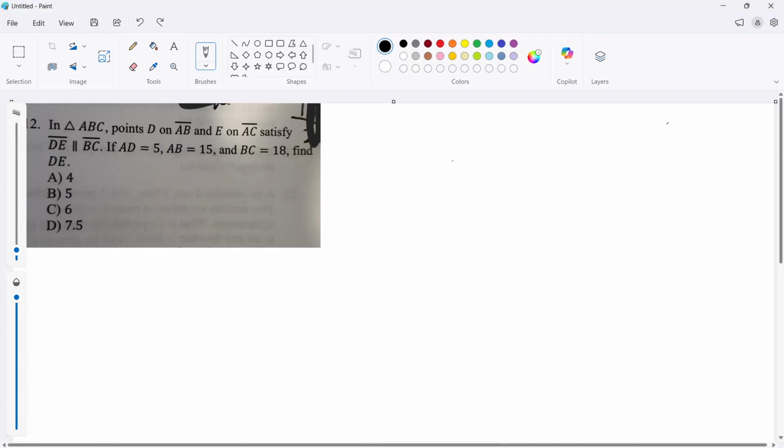How you work an SAT math question. Read and understand the question and answer choices. I see it's a question about triangles. AD is 5, AB is 15, BC is 18, and then it gives different lengths for whatever DE is. Identify the type of math it deals with. This is geometry, it's triangles. Write what you know. Start writing if you can.